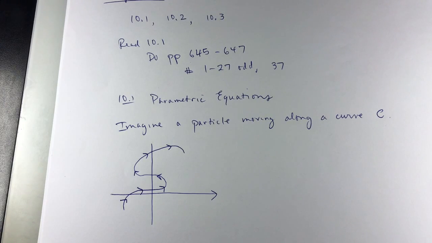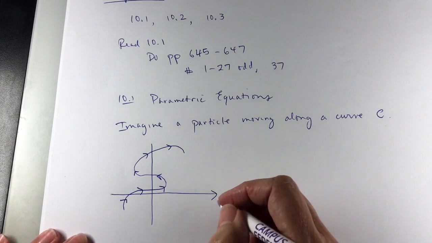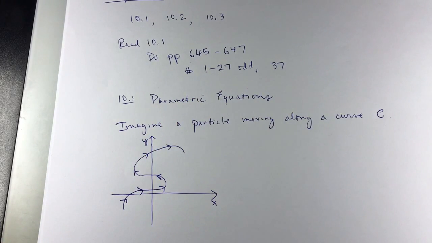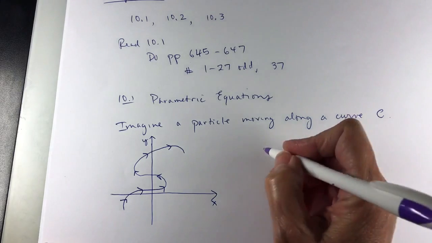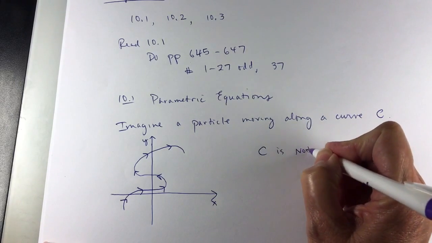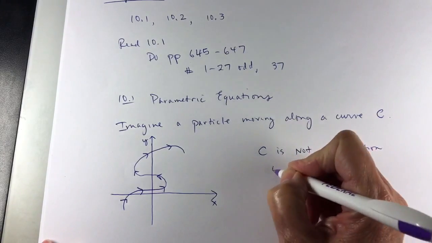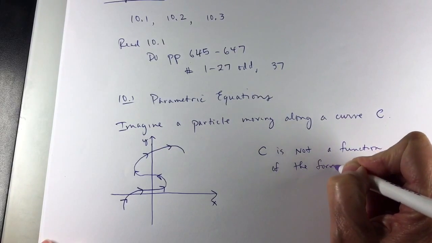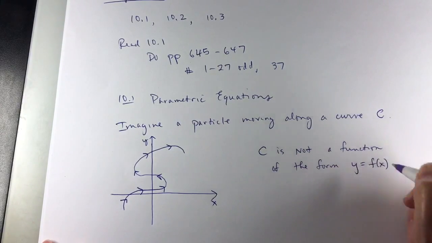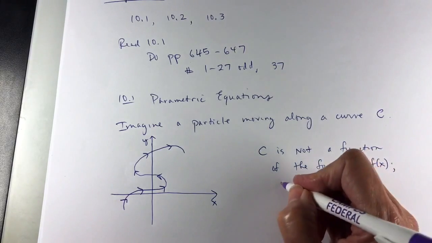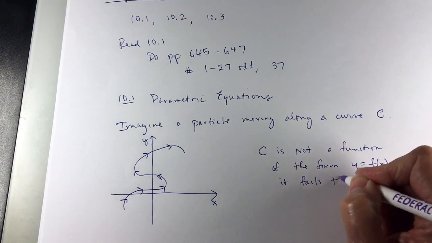Okay, he used the bus route as an example, but I got this curve, and as I'm looking at the curve, that's on the XY axis, I can look at it and say, this is not a function in terms of how you define functions in high school. C is not a function of the form y equals f of x. Why is it not a function? What test? Vertical line test. So it fails the vertical line test.